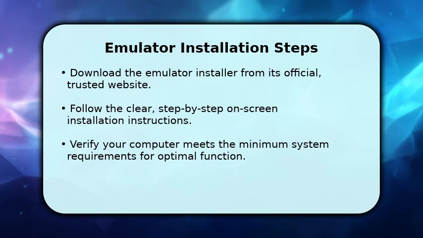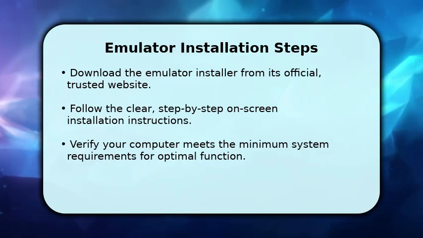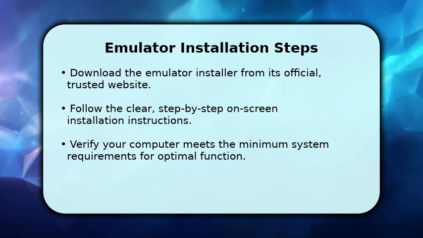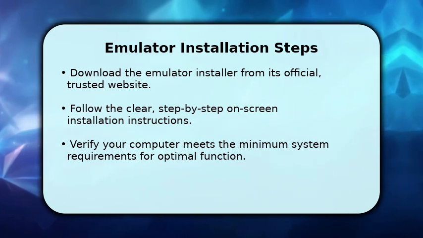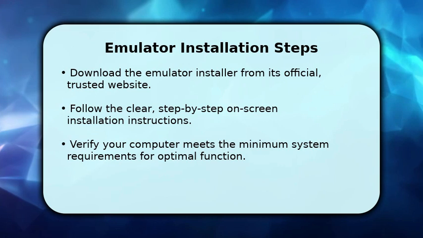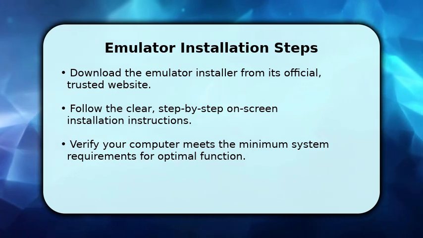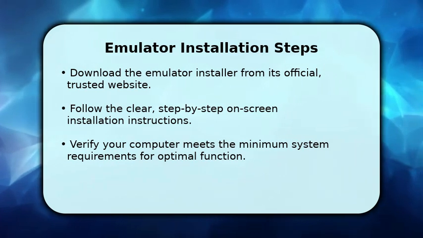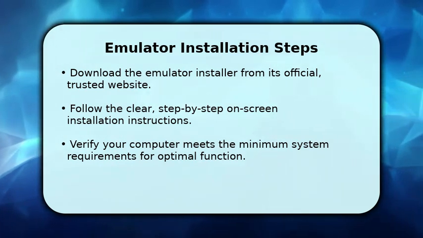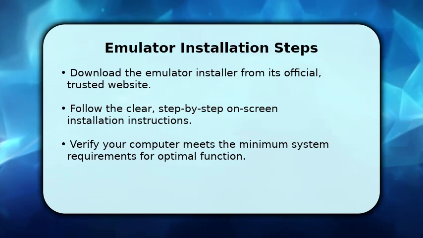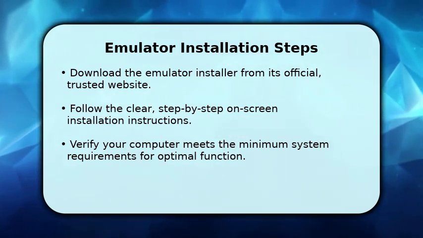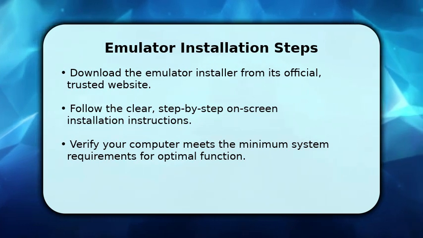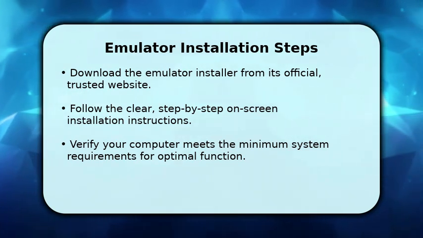Once you have chosen an emulator, the next step is installation. Visit the official website of your chosen emulator and download the installer file. Run this file and carefully follow all the on-screen prompts to complete the setup. It is crucial to ensure your personal computer meets the minimum system requirements, typically requiring at least 4 GB of RAM and a modern processor for smooth and enjoyable gameplay.